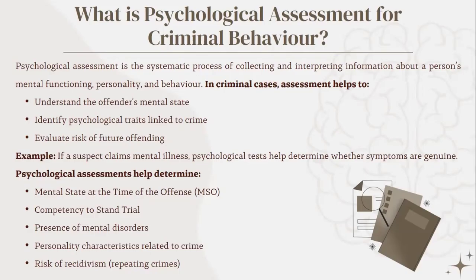So we can evaluate the risk of future offending, because you will see recidivism. The person does the crime again and again. So there are some risk assessments we can do. On that basis, we can rehabilitate and counsel the criminal, because they are repeating the crime, they are repeat offenders. So with the help of tests, we can evaluate risk assessment also. If a suspect claims mental illness, sometimes psychological tests help determine whether symptoms are genuine or not. That is also part of psychological assessment.